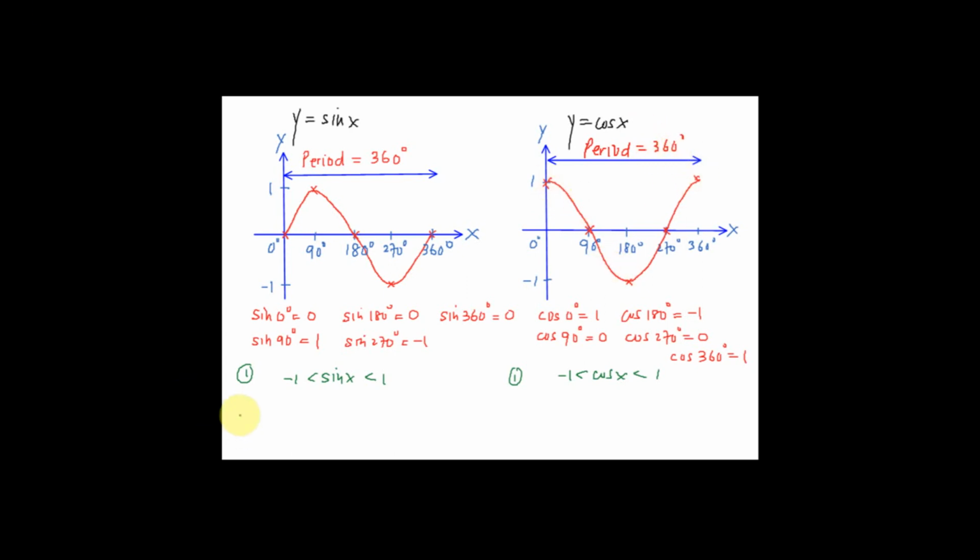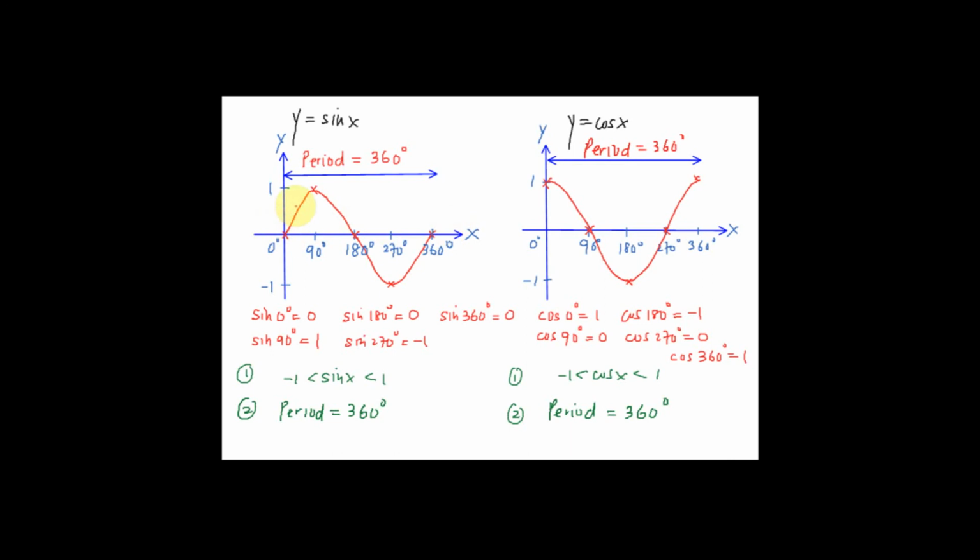So for the period of sine x and cos x, you should know that the period is 360 for sine x and the period for cos x is also 360. Now a few important points here. First, you should know the general pattern of the curve.